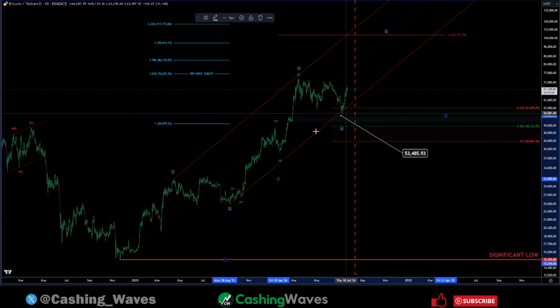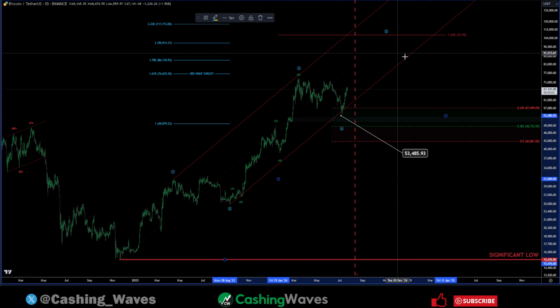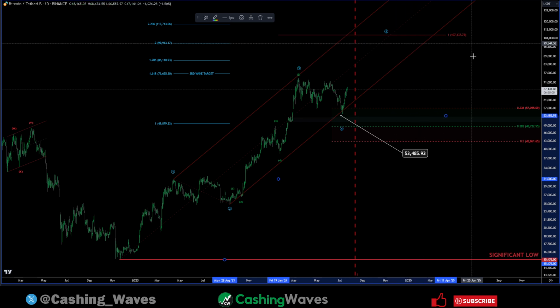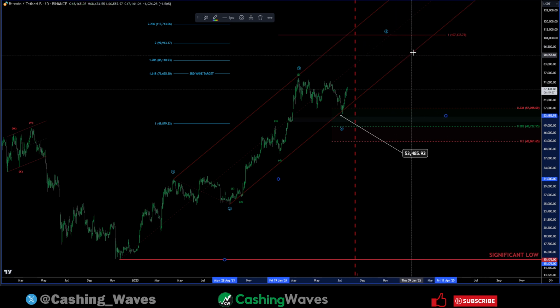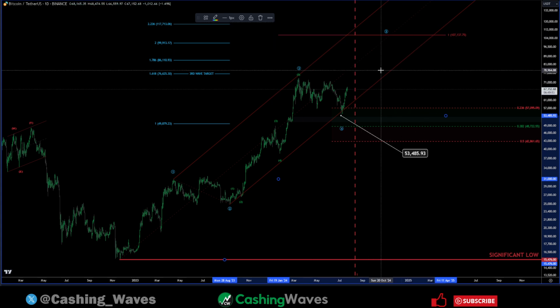Now, one thing to note is our 1-to-1 extension of wave 1 off of the current wave 4. That's how we target our wave 5, at 107,137. Now, that would be our standard Elliott wave target.